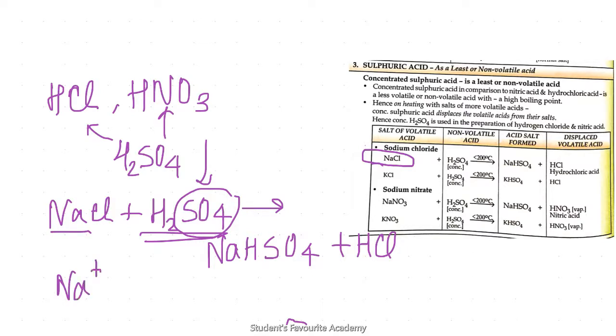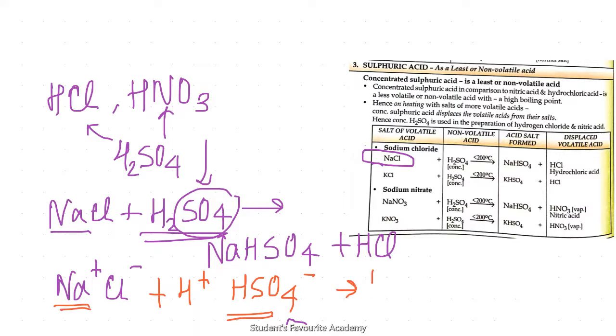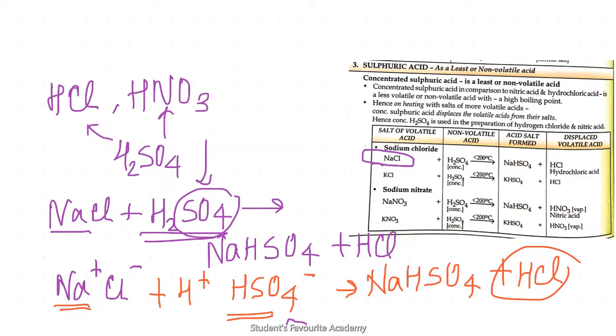NaCl became Na plus and Cl minus. And then what did H2SO4 become? H2SO4 became H plus and HSO4 minus. Now this HSO4 minus reacted with Na, so it formed NaHSO4, and what was left is HCl. So NaCl was a salt which was formed from HCl, but concentrated sulfuric acid is just replacing the Cl, and whatever is being formed is this. What we get at the end is the starting acid from which the salt was formed.